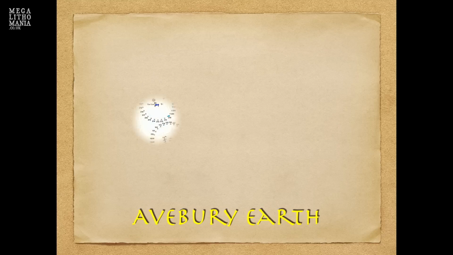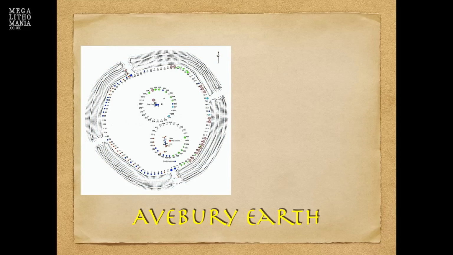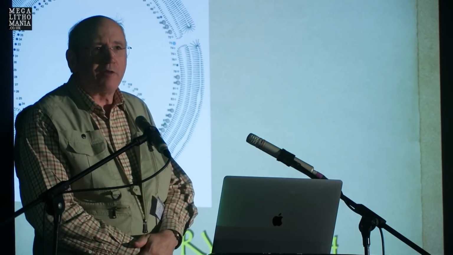Oh no, we're going to look at Avebury next. So the data comes after this. So Avebury, where might we find obliquity on a megalithic monument? Well, I would suggest that we might find it at Avebury.